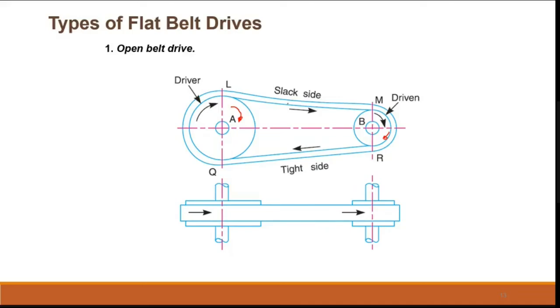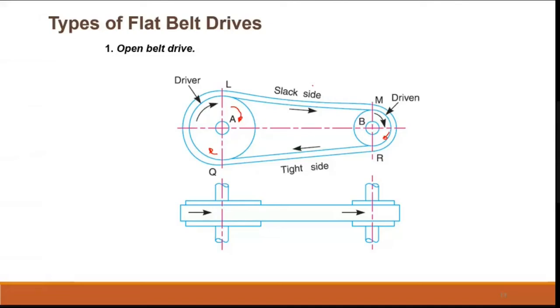So we have some specification. One is a slack side and one is a tight side. Tight is something which is pulling your belt. This side it will pull the belt. This side it will release the belt. So where it tries to pull, that side we call a tight side. The other side we call a slack side.